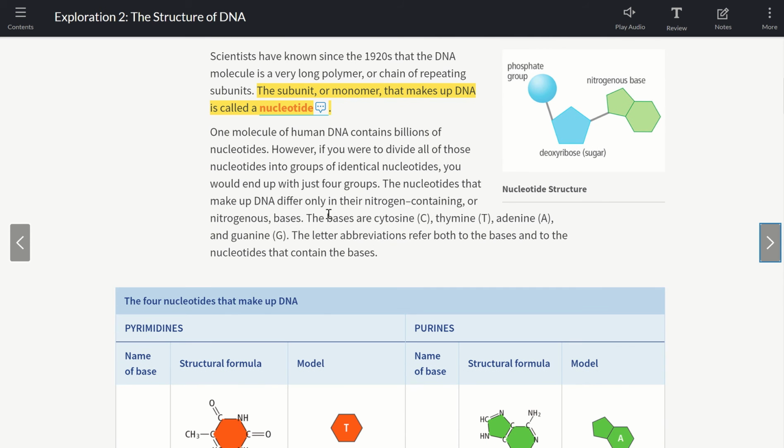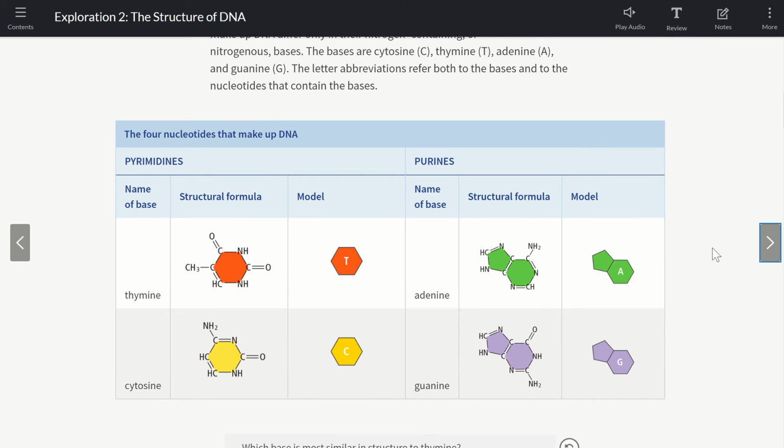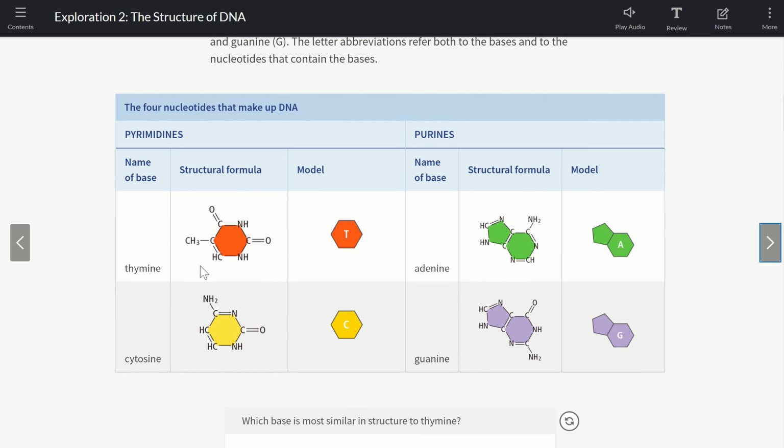Now, we call those four bases, their names are cytosine, thymine, adenine, and guanine. Now, we'll talk a little bit more later about how those fit together, but for now, those are the four. And we are going to shorten those down to C, T, A, and G. Now, it's important to note that these four nitrogen bases have two basic structures.